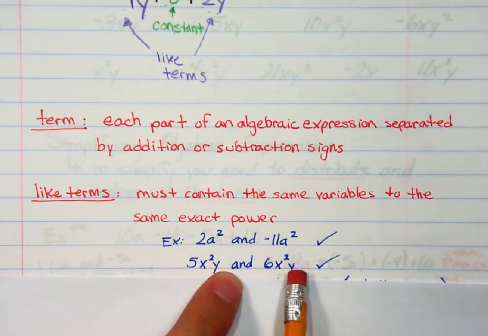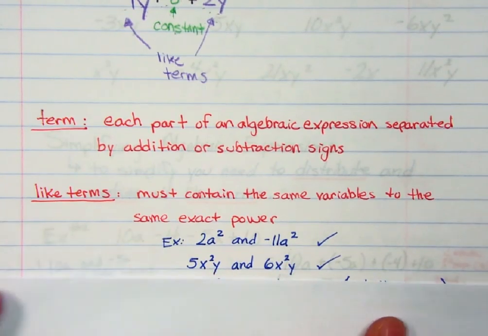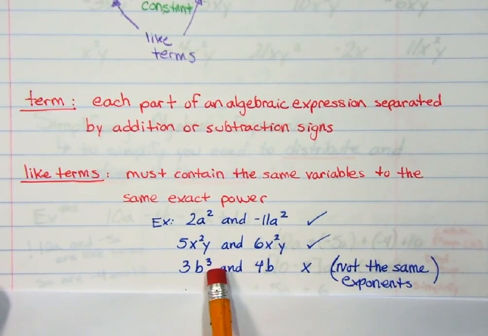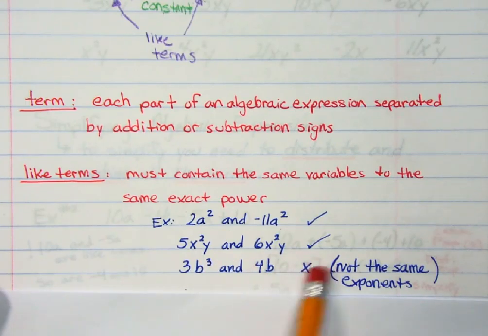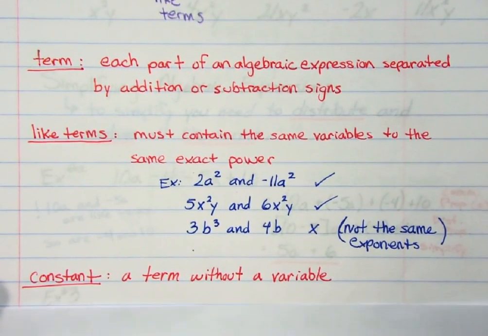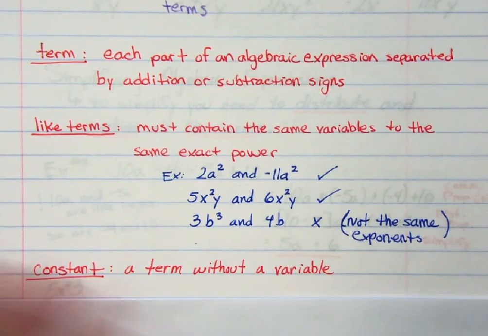x squared y. Both of them have x squared, both of them have y in the first power, so those are like terms. These would not be like terms: 3b to the third and 4b, because this is b to the third and this is b to the first, so no, they don't have the same exponent parts. Last word here is a constant. It's a term without a variable. That's just a number by itself, constant.